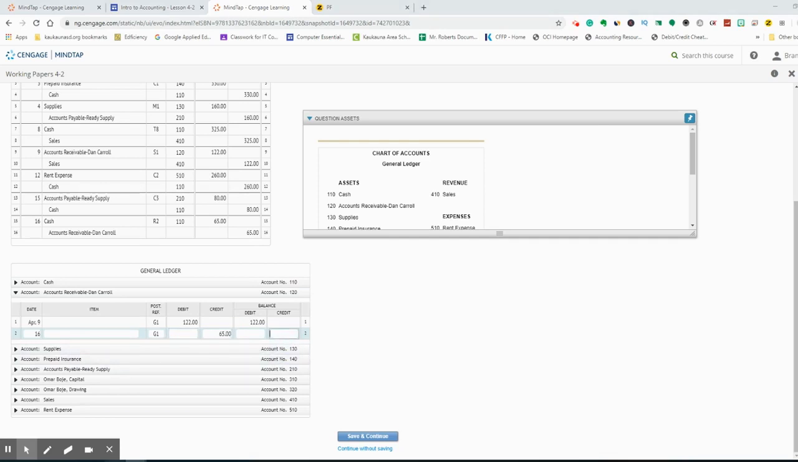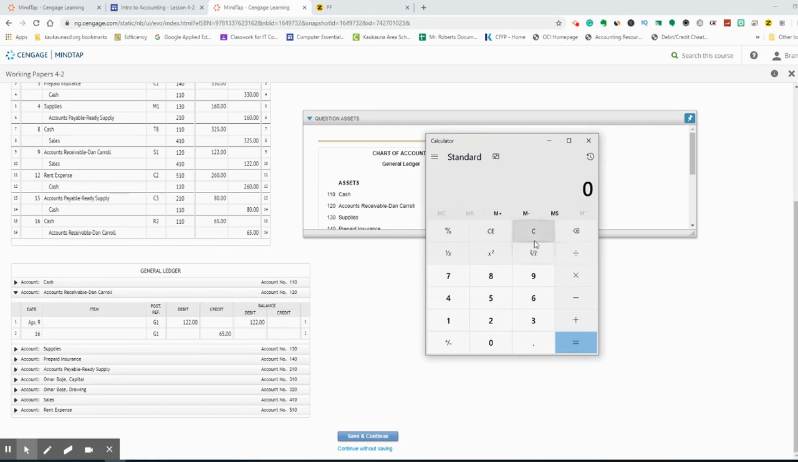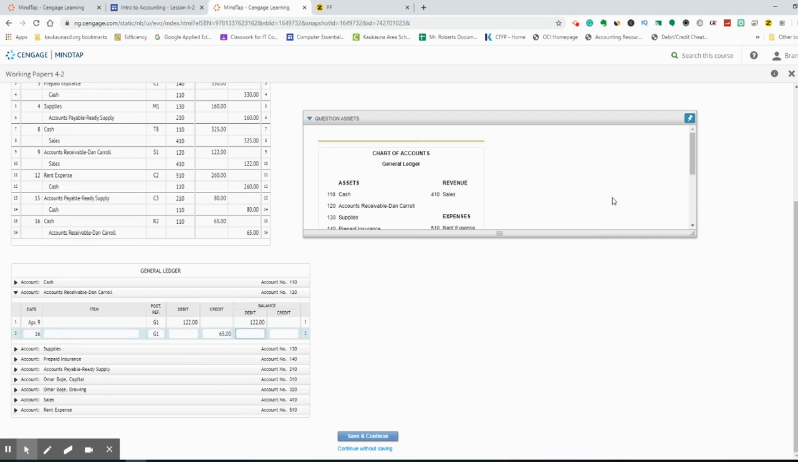So we have a $122 balance here. That's debit. And that debit balance is larger than the credit balance, right? So we know it's still going to be a debit balance at the end of this. But we're going to take the 122 minus the 65. We're going to have $57. There we go. And we will write in the post reference.